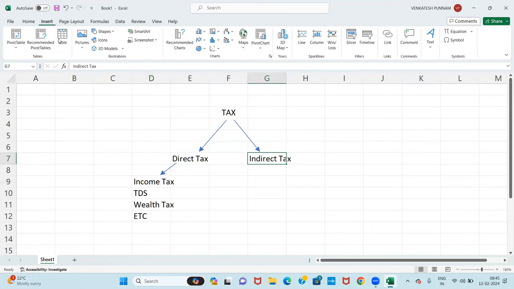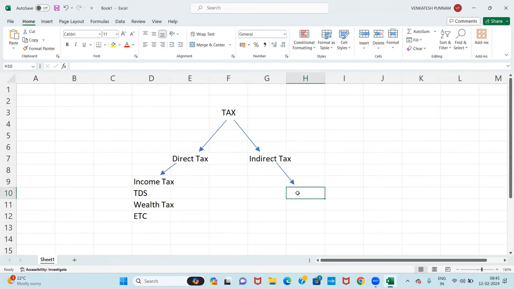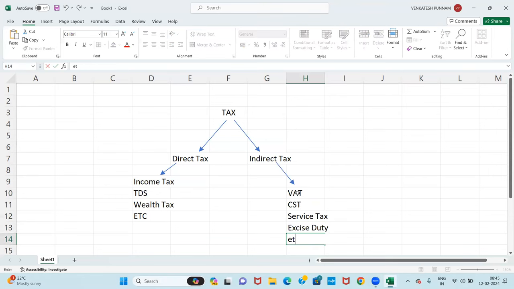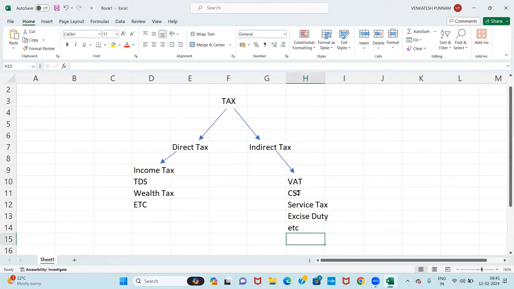Types of indirect taxes, everyone. Examples: VAT, CST, service tax, and excise duty, and so on. These types of taxes are called indirect taxes. So when you are calculating the indirect tax.